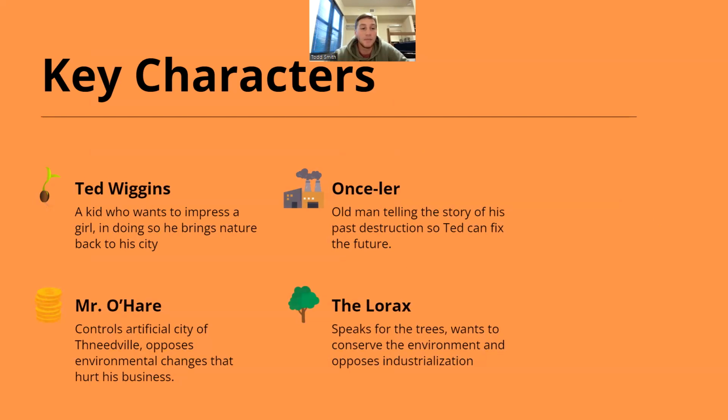Some key characters in the movie. First, we have Ted Wiggins, a kid who wants to impress a girl, but in doing so, he brings nature back to his city. We have the Onceler, an old man telling the story of his past destruction so Ted can fix the future. We have Mr. O'Hare. He controls the artificial city of Thneedville and opposes environmental changes that hurt his business. And we have the Lorax, who speaks for the trees. He wants to conserve the environment and opposes industrialization.